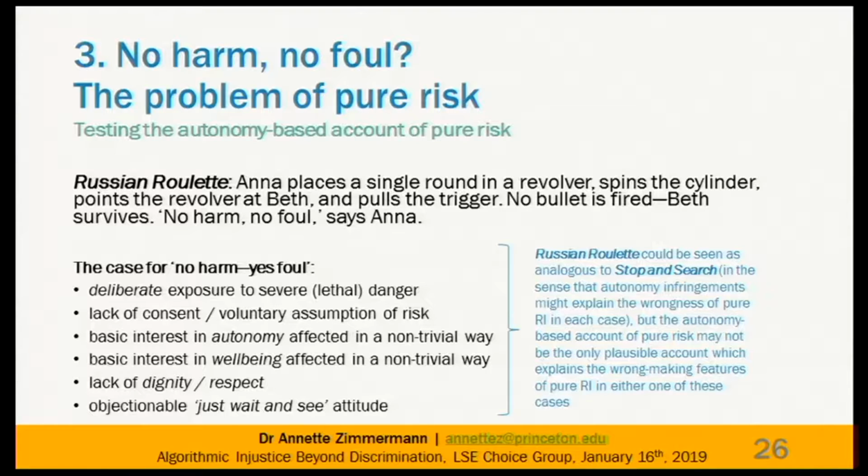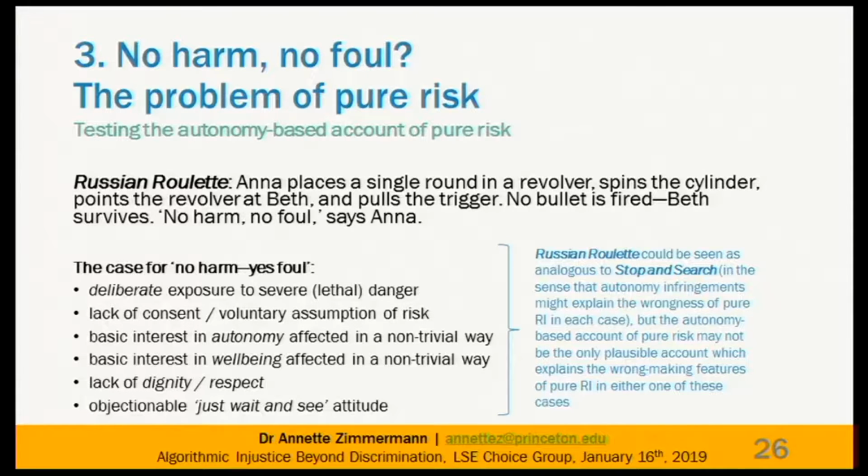Now, I can think of many different intuitions why this particular scenario is potentially morally objectionable. One immediate one is that Anna deliberately exposed Beth to severe danger, lethal harm. Then the lack of consent might play a role. That's a kind of complicating factor. Some might be inclined to say that if Beth had previously consented to this risk imposition, she would have voluntarily assumed this risk, and that might either make that risk imposition not wrong, or make it less wrong.